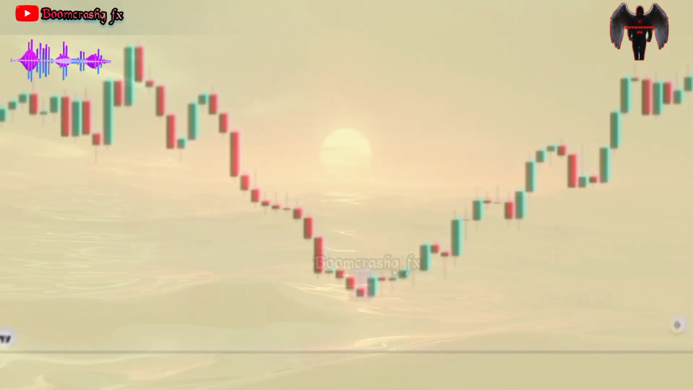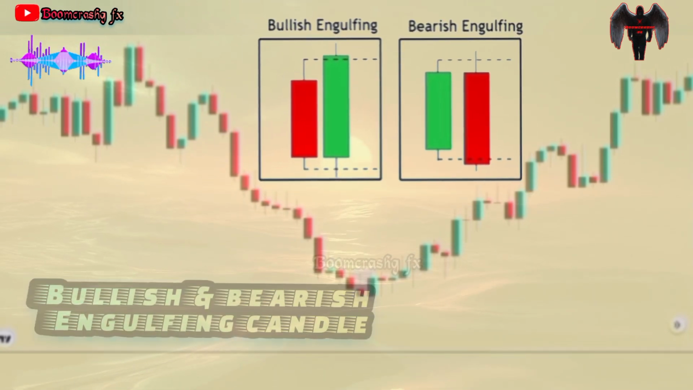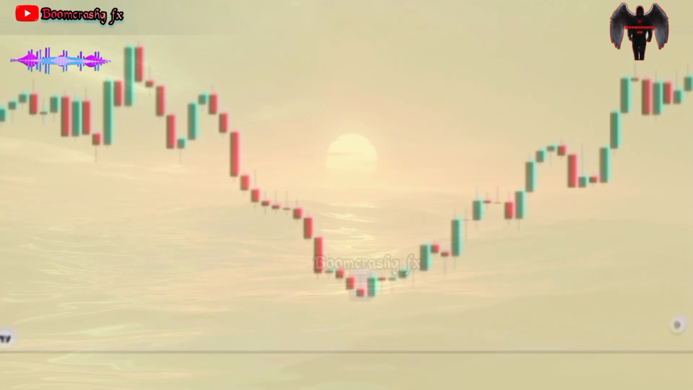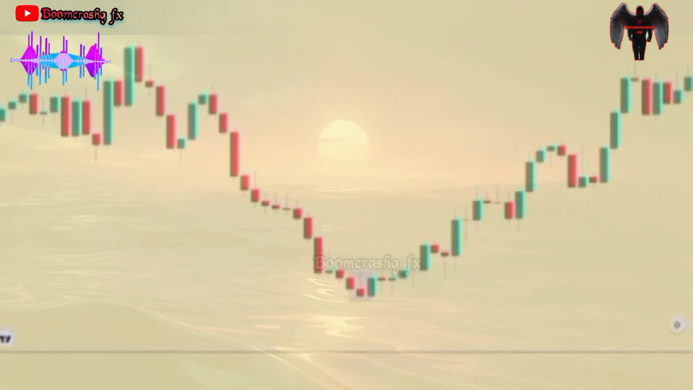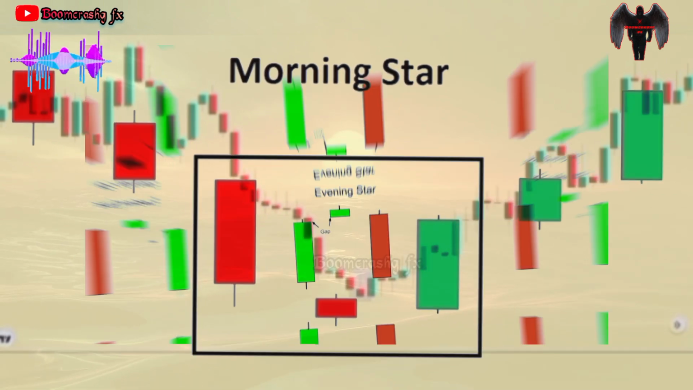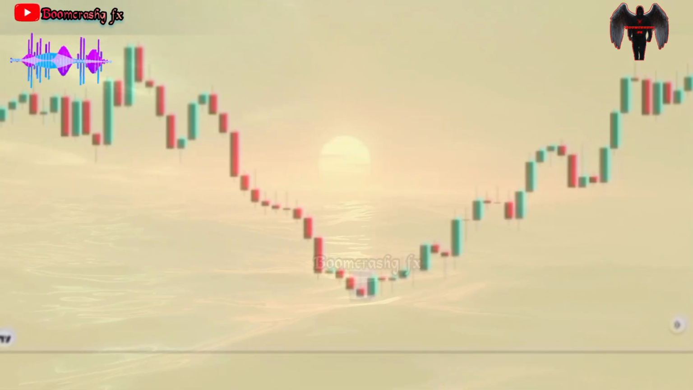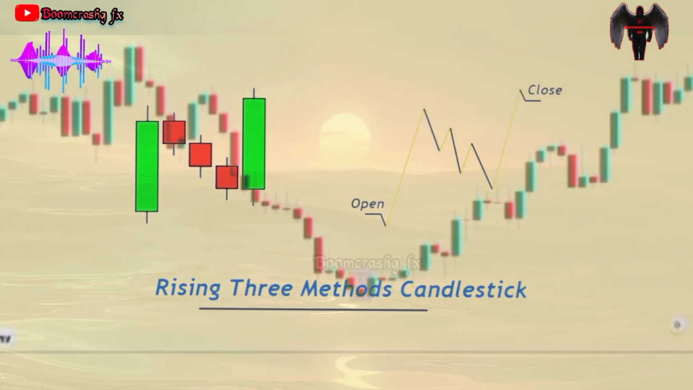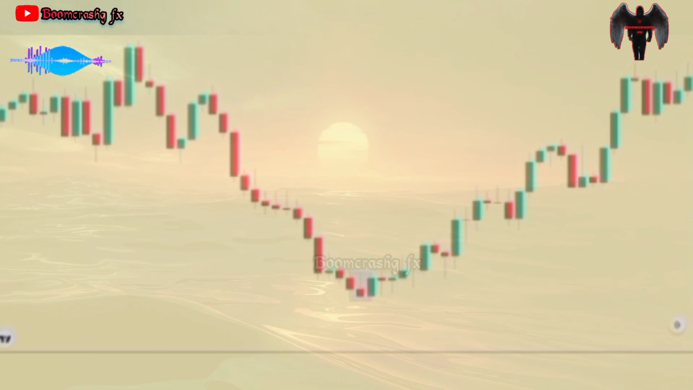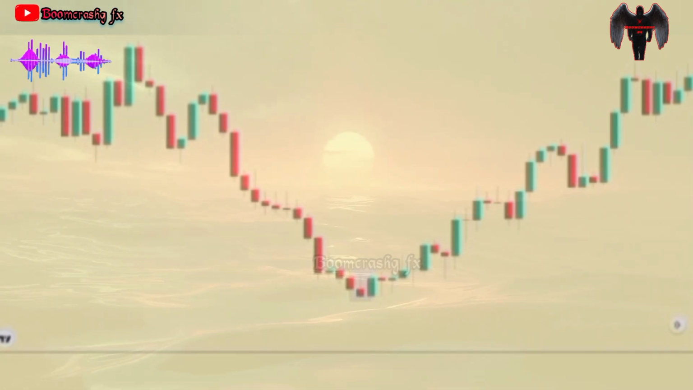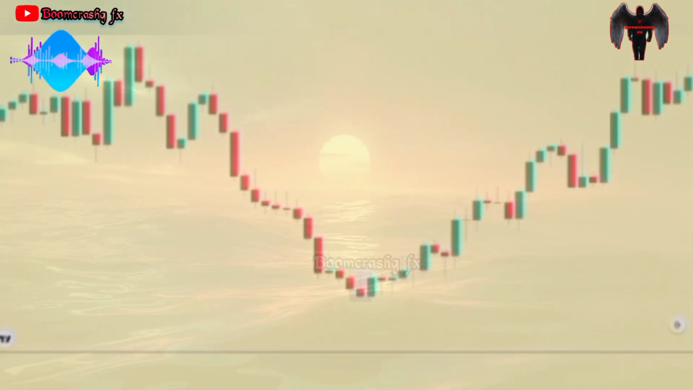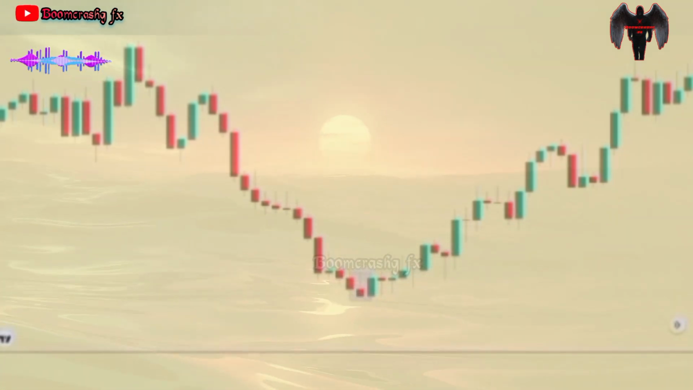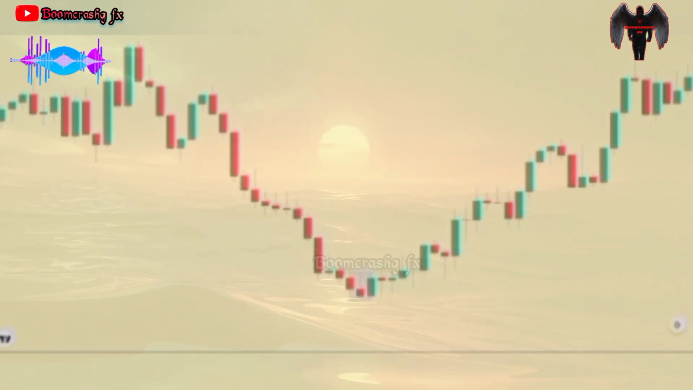The last but not the least candlestick pattern I'm going to be talking about is the bullish and bearish engulfing candle in the market. We have seen a lot of candlesticks which I can't talk about in this video. We have the doji, the morning star, the evening star, the three black crows, the dark cloud cover, the spinning top, the falling three methods, and the rising three methods. I'm going to make a different video for those, which will entail every candlestick pattern that traders must be acquainted with and familiarize themselves with in the market.